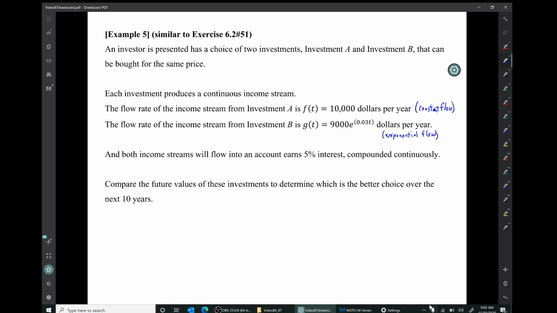Both income streams will flow into an account that earns 5% interest compounded continuously. So the goal here is to compare the future values of these investments to determine which is the better choice over the next 10 years.